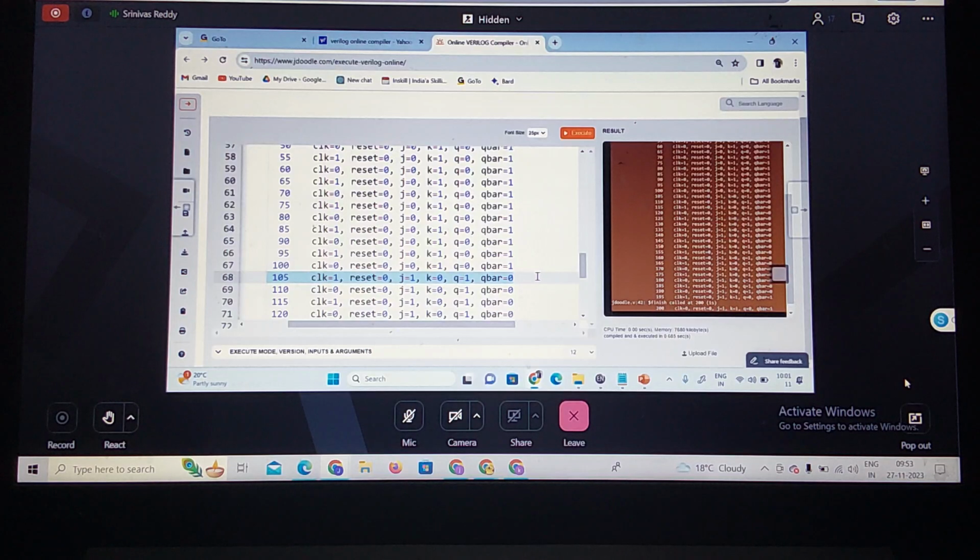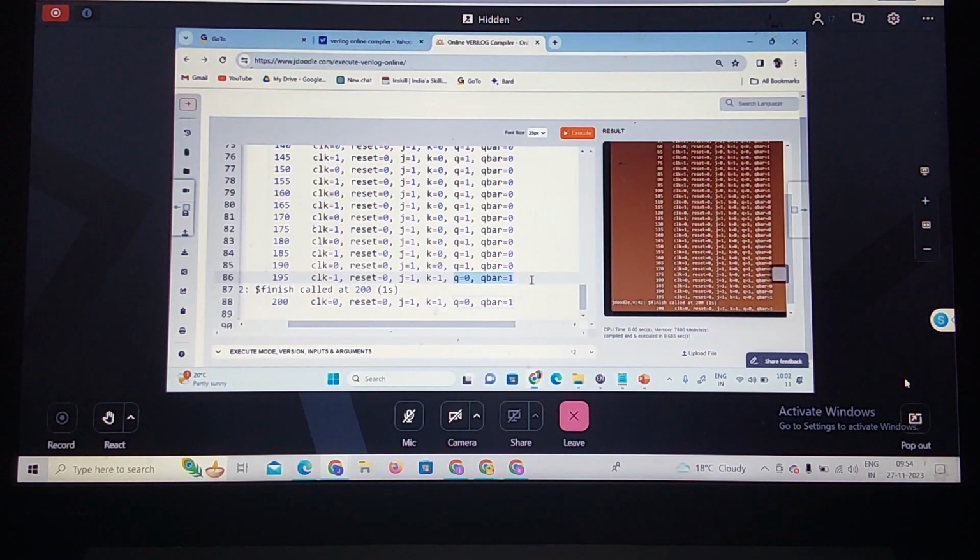Reset is 0, J1 and K0. Set operation. Now the set operation has happened here. So at the next rising edge, it is set operation. In the next rising edge also, set operation. So where is it toggling here? At 195 it is toggling. So in this case, at the positive edge of the clock, reset is 0, J is equal to 1 and K is equal to 1. What is happening here? When J1, K1 means what? Toggling operation.